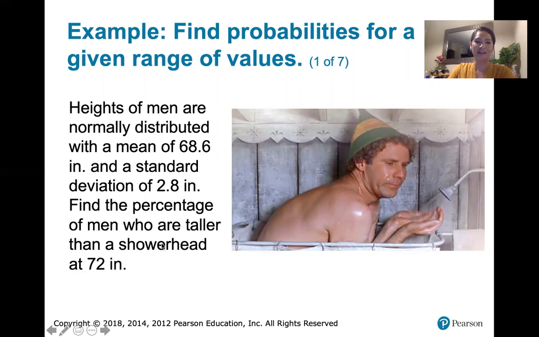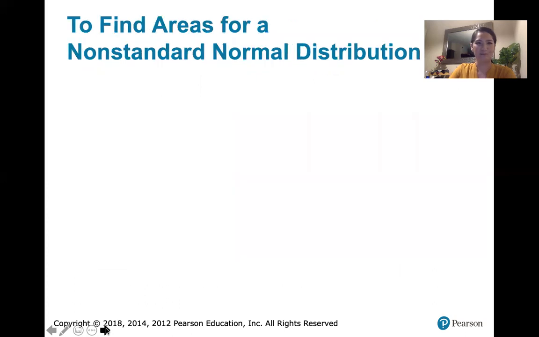We're saying if a typical shower head is 72 inches tall, and the mean height of men is 68.6 inches, and the heights of men are normally distributed with a standard deviation of 2.8 inches, how many men are going to be in Buddy's position here? What is the percentage of men who are going to be too tall for their shower? So these population parameters are not appropriate for Elf, but they're appropriate for men. I think in the US, I think that's where that data comes from.